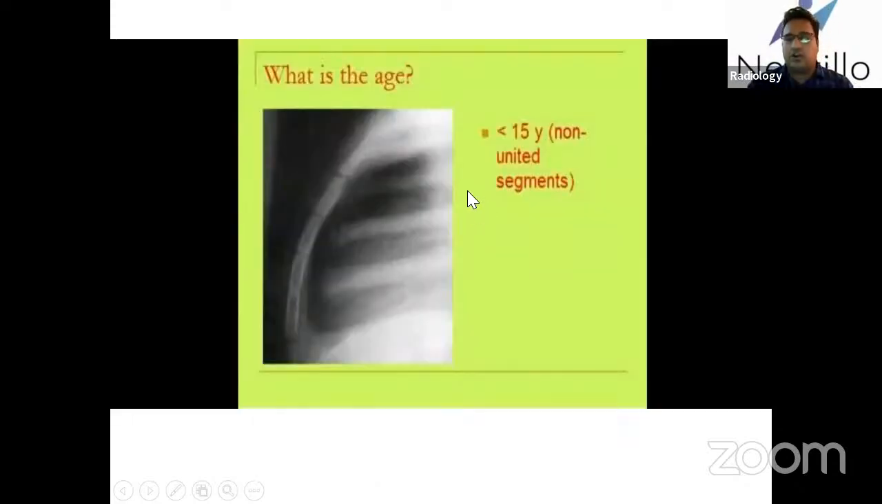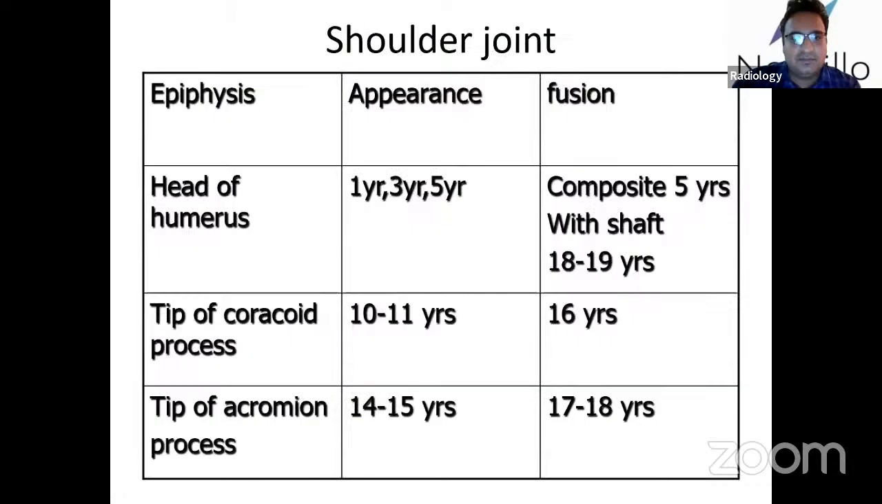This is how radiologically we are going to say the age is less than this or more than this. Radiologically we cannot say that this would be the age; we only get a hint. On the basis of absence or presence of the ossification center, we can give a range of age, that it would be less than this much. So looking at this X-ray, I can say that the patient is less than 15 years because of the non-united segments.